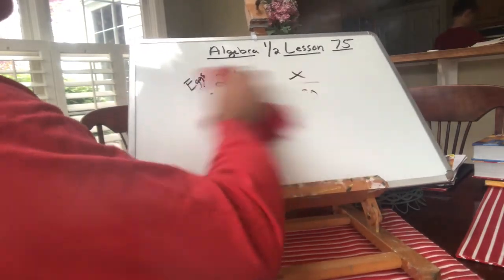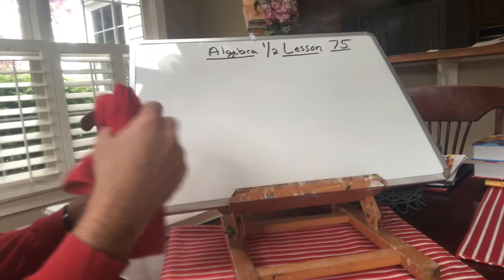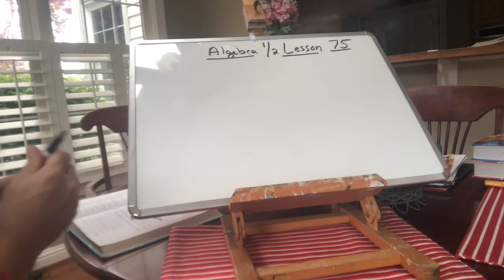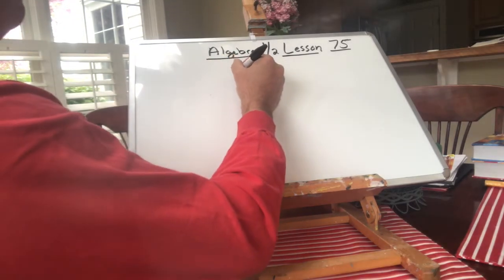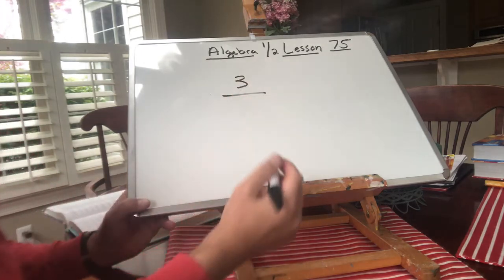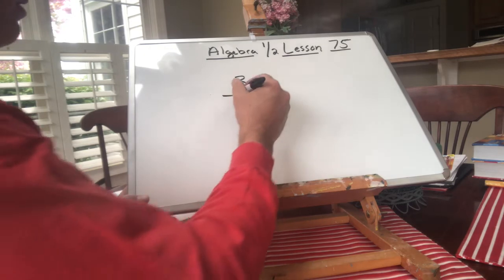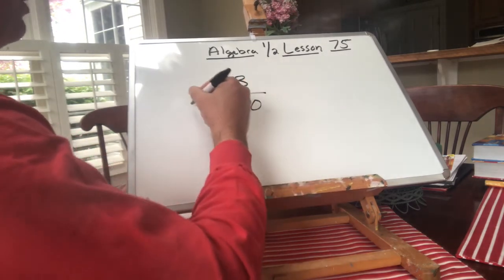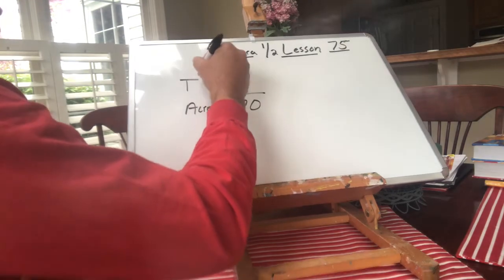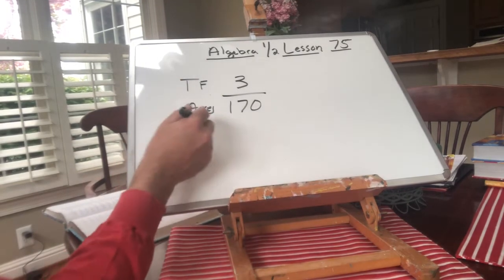Okay, the next one as an example says it takes 3 tons of fertilizer to fertilize 170 acres. 3 tons of fertilizer for 170 acres. So I mark that with a TF and acres.